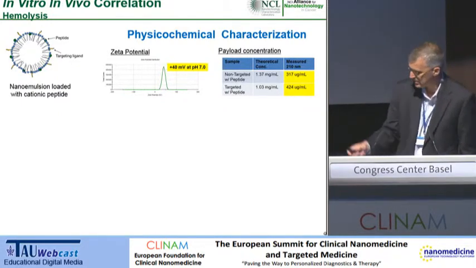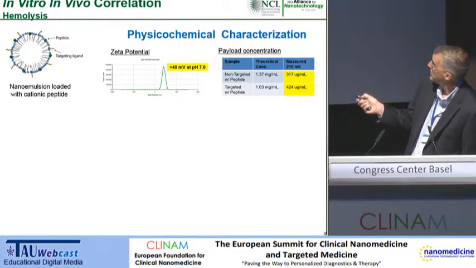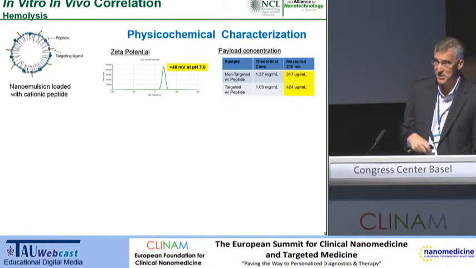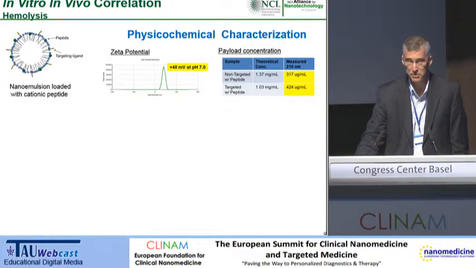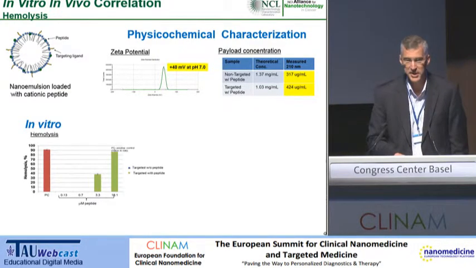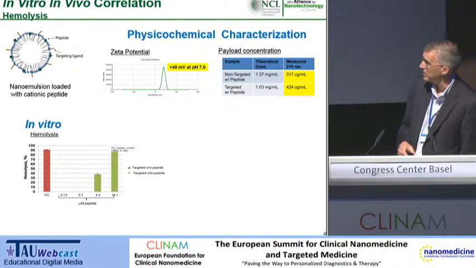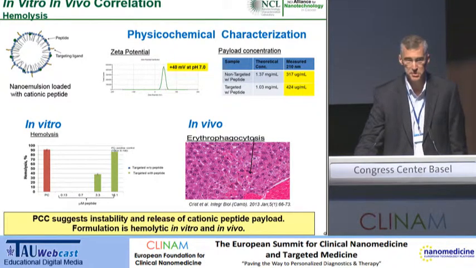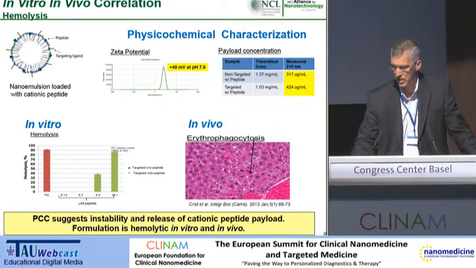If you can see it here, the theoretical versus the measured, we're missing roughly 75% of the API, so where could it be? Well, we suspected that it was just free in solution. We saw that in vitro, where the formulation was very hemolytic, meaning it lysed the red blood cells, and that mapped also with in vivo, that we saw very severe hemolysis of the red blood cells.